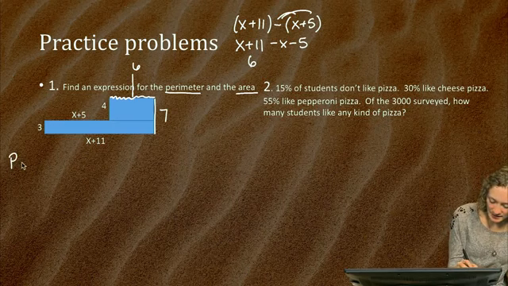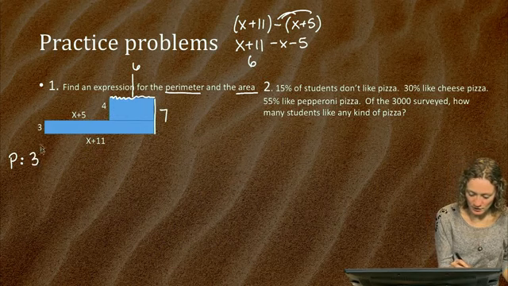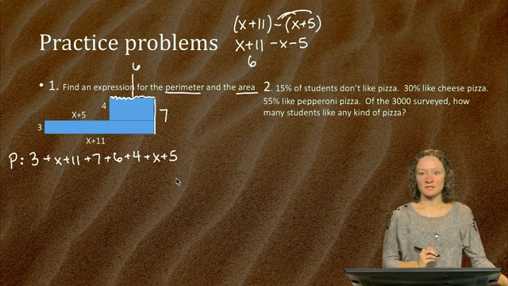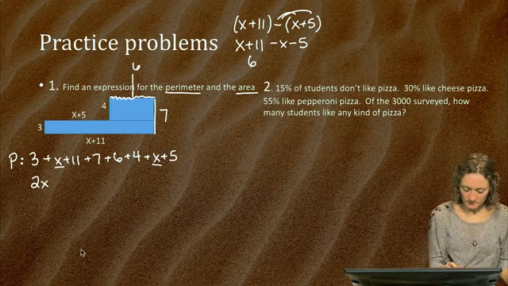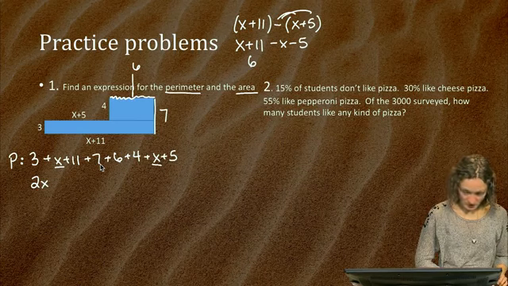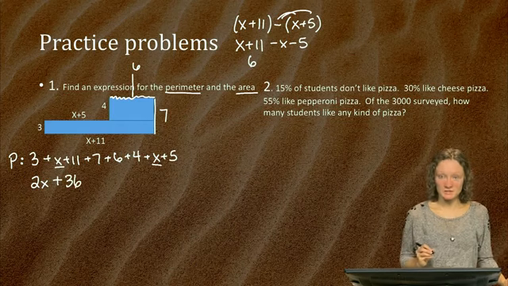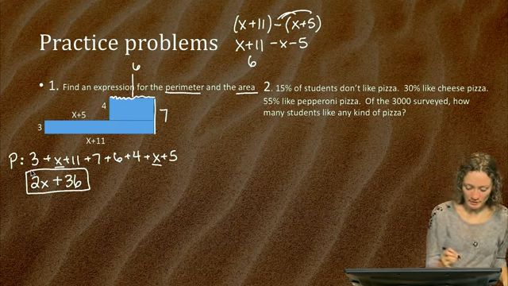Okay, perimeter is just adding up all of those sides together. So add them in whatever order. Addition can happen in any order. 3 plus x plus 11 plus 7 plus 6 plus 4 plus x plus 5. And then combine like terms. So we have 2x terms, and then a whole bunch of numbers. 3 plus 11, 7 plus 6 plus 4 plus 5. We get 2x plus 36. And that's as simplified as this one will get. So this is our expression for the perimeter.